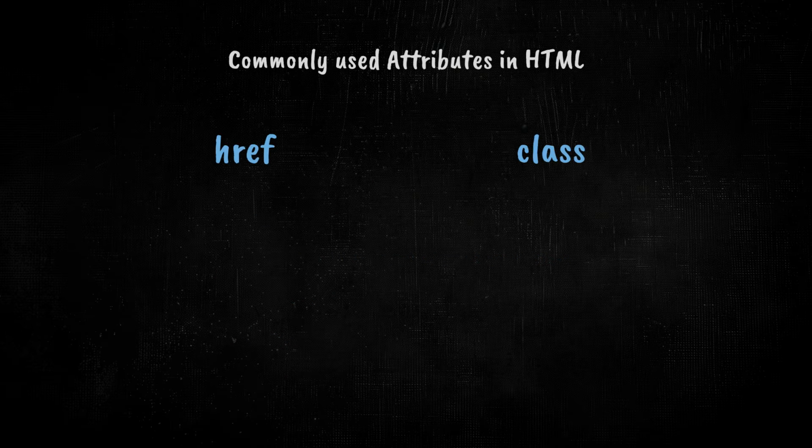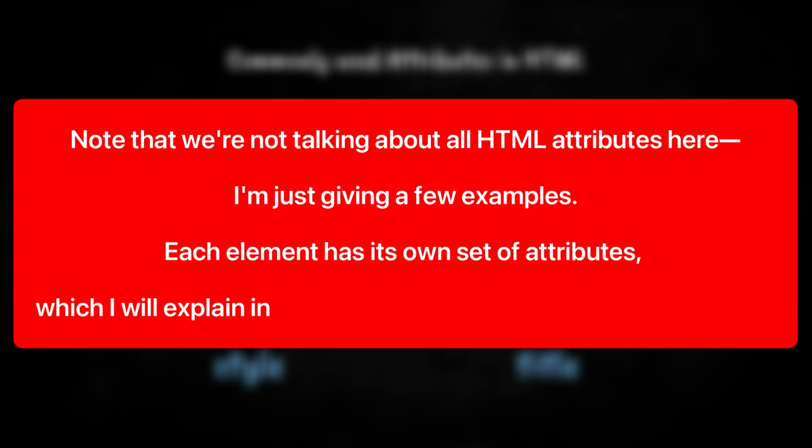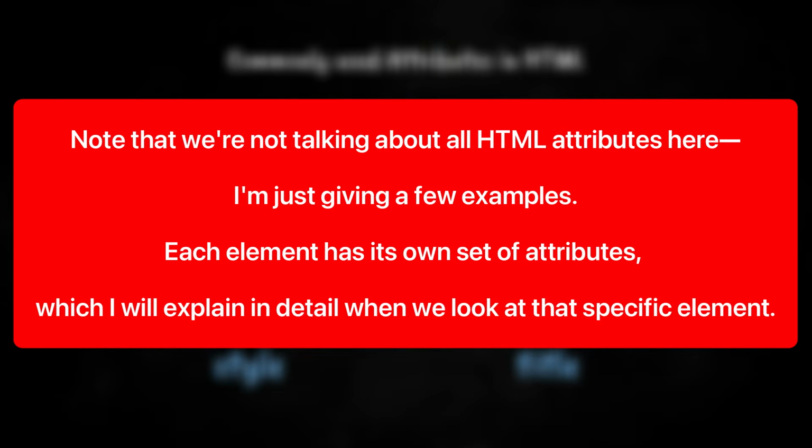Now let's talk about some of the most commonly used attributes in HTML. Hey, please pay attention. We are not talking about all the HTML attributes here. I'm just giving a few examples. Each element has its own set of attributes and it can be many. Here I am only explaining a few so that you can understand how we use HTML attributes. Also, I'll explain the attributes related to an element when we look at that specific element.